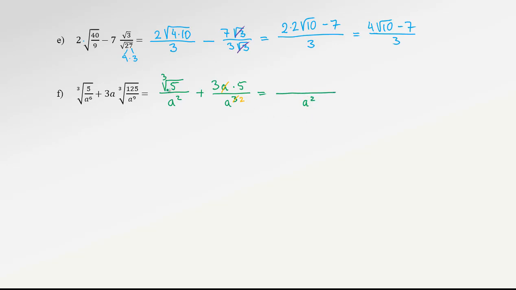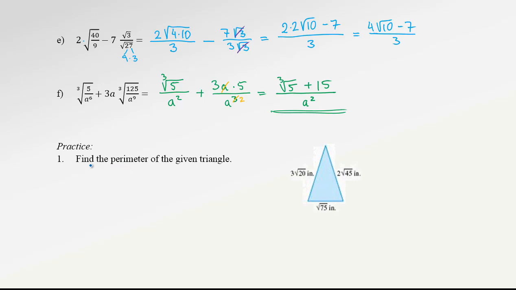Okay, so the first fraction contributes root 3 of 5, and then we have plus 3 times 5 is 15. That's our final answer. Let's practice. Find the perimeter of the given triangle. Can you try it on your own first? And then come back to the video and compare your answers.